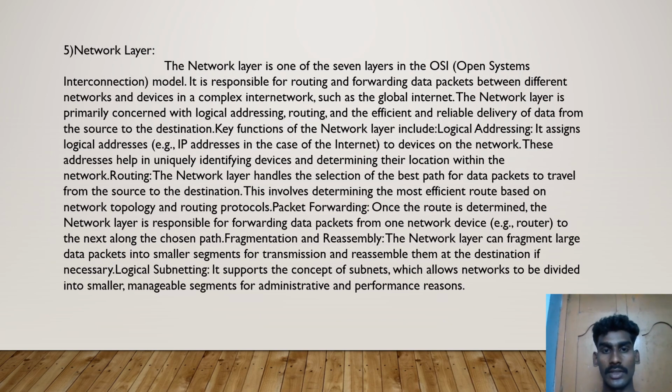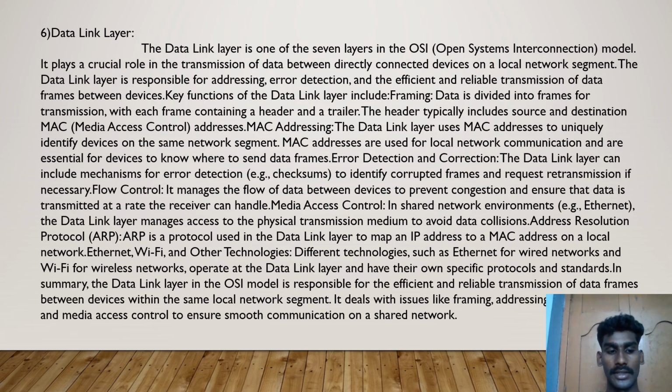Next, the network layer. The network layer is the third layer from the bottom in the OSI model, and it is responsible for routing and forwarding data packets between different networks in complex internetworks such as the global internet. It is primarily concerned with global addressing. The main role of the network layer is to forward the data packets between two devices in a complex network, such as the global internet.